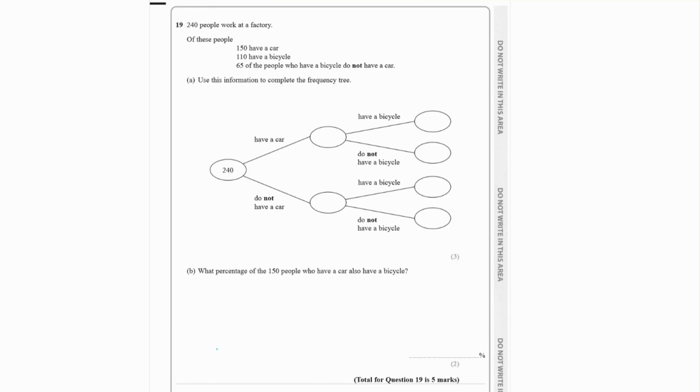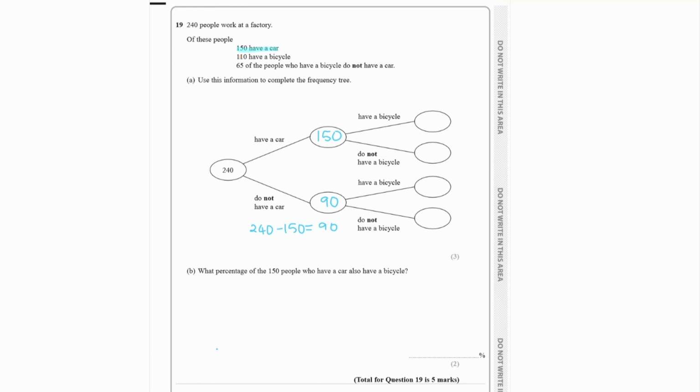So out of the 240 people, we know that 150 of them have a car, so they can go in this section. Therefore, in order to find how many do not have a car, we can just do 240 take away 150, and that gives us 90. So 90 people do not have a car, and we can put it in this section.